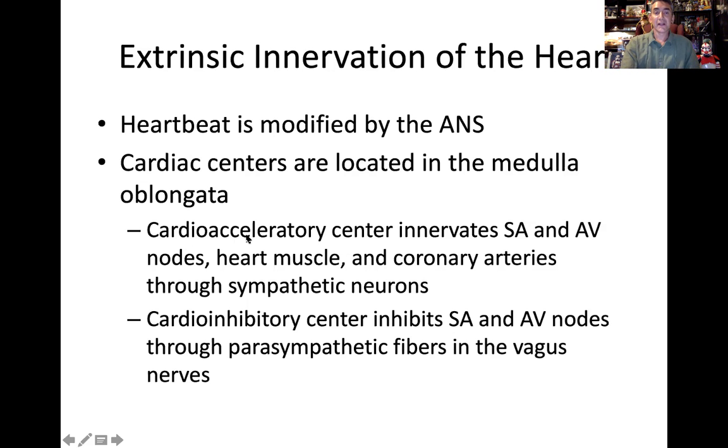So the cardioacceleratory center innervates the SA and AV nodes, the heart muscle itself, and the coronary arteries through sympathetic neurons. It even tells us, right? Sympathetic, fight or flight, cardioacceleratory, so speeding up the heart. So we have an impact at the first drummer, the SA node, the second drummer, the AV node, the myocardium itself, and even the arteries that are feeding the heart. The cardioinhibitory center inhibits the SA node and AV nodes through parasympathetic fibers in the vagus nerves. So, an important sort of brake pedal for the heart.